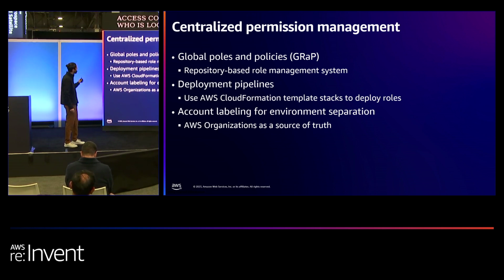And so once you have it in these particular repositories, you can use deployment pipelines. In our particular case, we're using CloudFormation template stacks in our pipeline to deploy the roles out there. So anytime we have a new account that gets created within our ecosystem, it goes through this standard account creation pipeline, which involves our GRAP to pull out the roles, goes through the CloudFormation templates, and actually deploys those roles into the accounts. So any new account that we create in our environment is going to get this standard set of roles, with our security tool role being one of those.